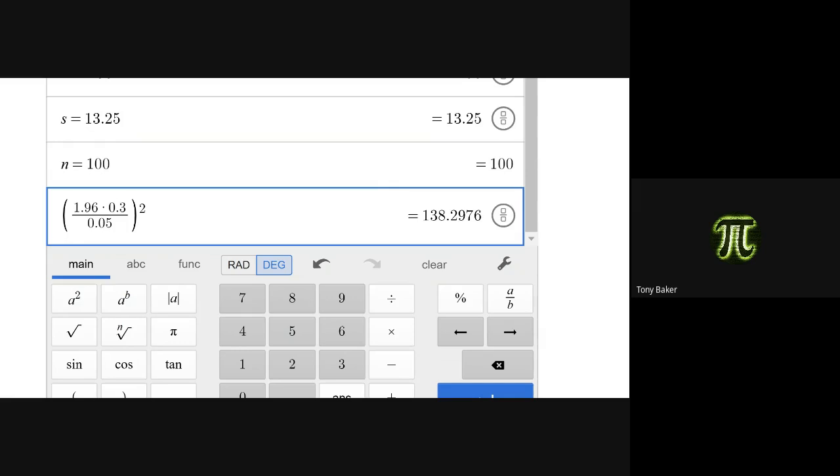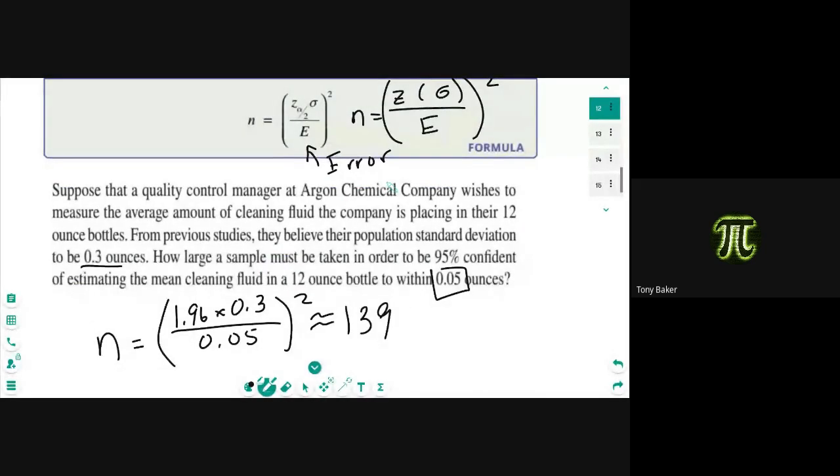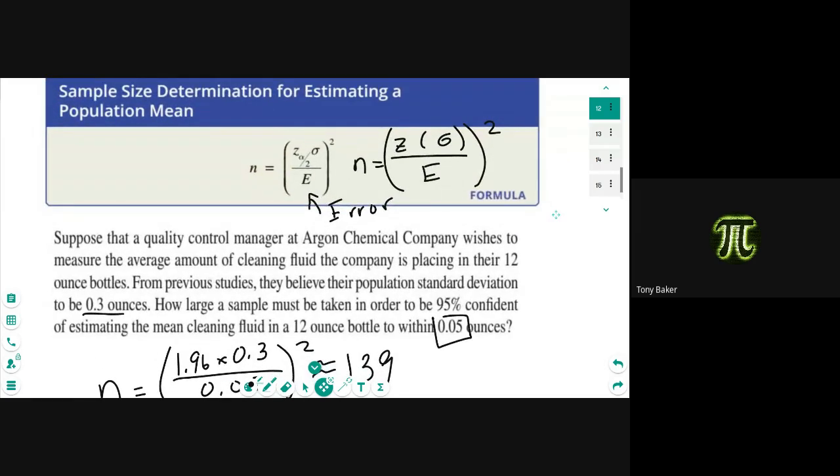Does that make sense? So in essence, this formula here is just the confidence interval formula solved for n. It's just easier for us to actually look at that as a formula instead of constantly solving for it. Okay. All right.